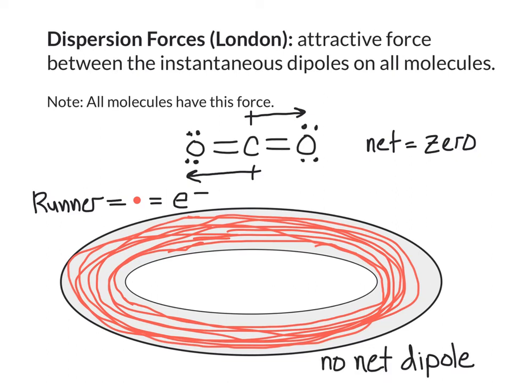If at any one instant there happens to be electrons congregated on one side of the molecule, and therefore a deficiency of electrons in the other, that results in an instantaneous dipole. It's not a net dipole, it's just there for a femtosecond, a very brief moment of time, and then it goes away. On average, there's no net dipole.